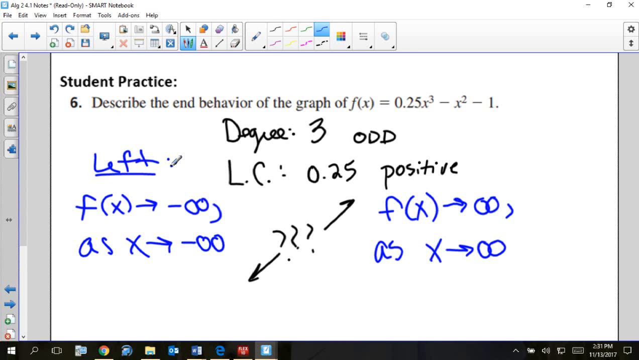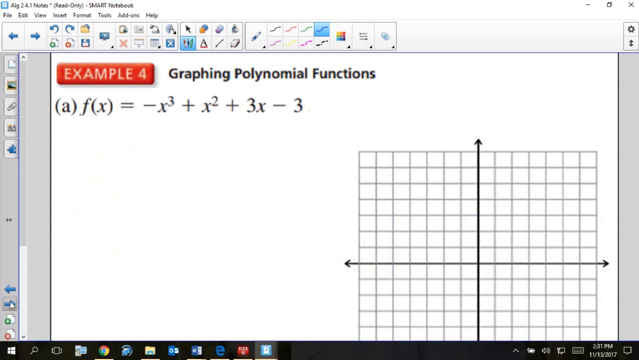Okay. Last section. Got your calculator handy at home? We're going to graph it. It does not say what I'm going to be grading, so I'm going to tell you what I'm going to be grading when you graph it. First thing I'm going to be grading is that you find your y-intercept. How do you find your y-intercept? Plug in 0 for x. X is 0, what's y? Negative 3. Okay, I got 1 point in my graph.